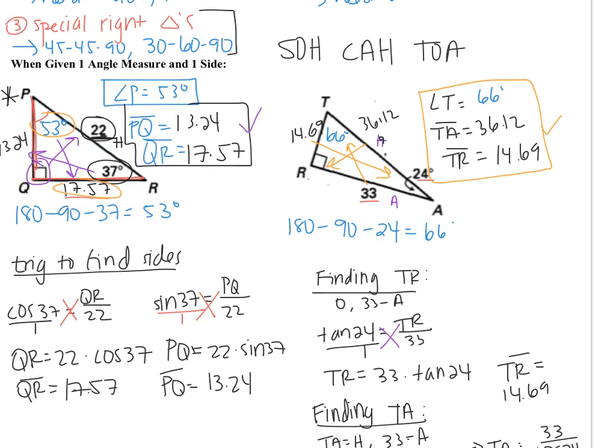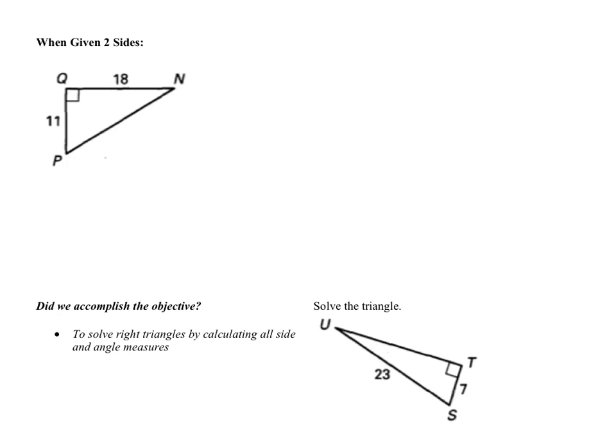So this was the first type of problem that you're going to see when you're given one angle and one side. We're going to get another type of problem on the next page, so please flip the page. Okay, so here's the next type of problem that you're going to get. This type of problem is when you are given two sides. So in this case, I have a third side to solve for and two angles. So I need to find side PN, I need to find angle P, and I need to find angle N.